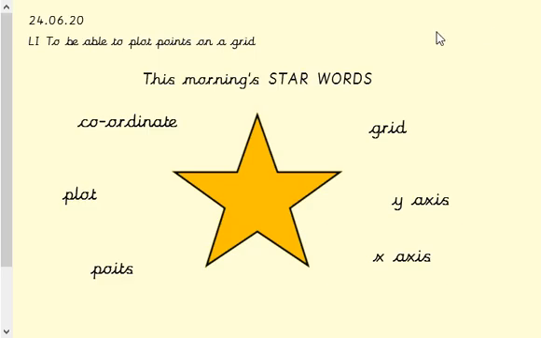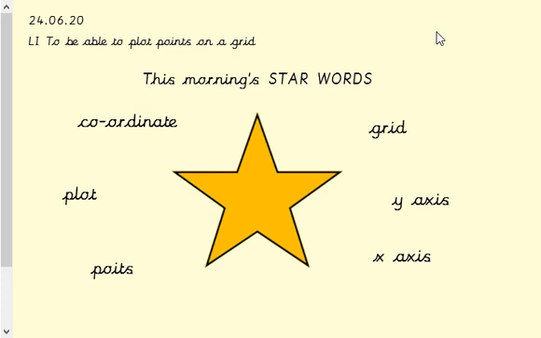Our learning intention for this morning's lesson is going to be a continuation, layering on some more learning based on yesterday. So we're going to be looking at plotting points on a grid this morning. Yesterday we were finding points on a grid. Today we're going to be plotting points, actually creating shapes using the coordinates.